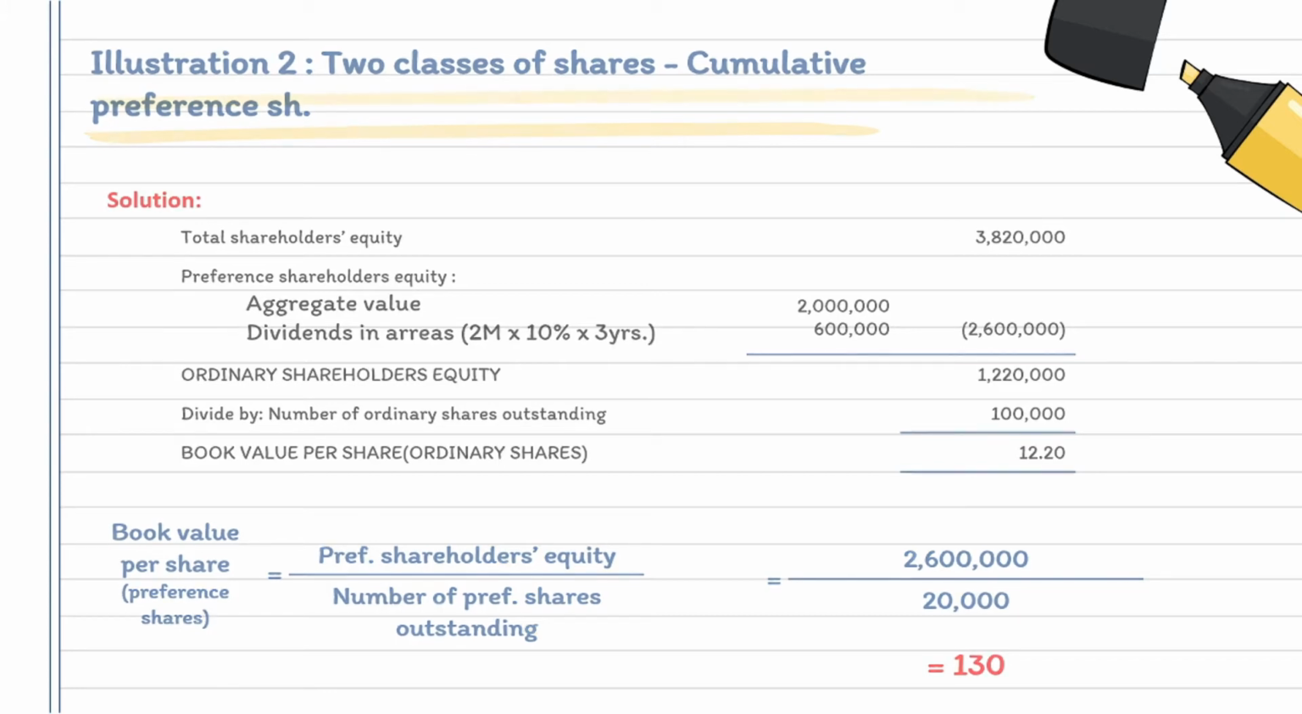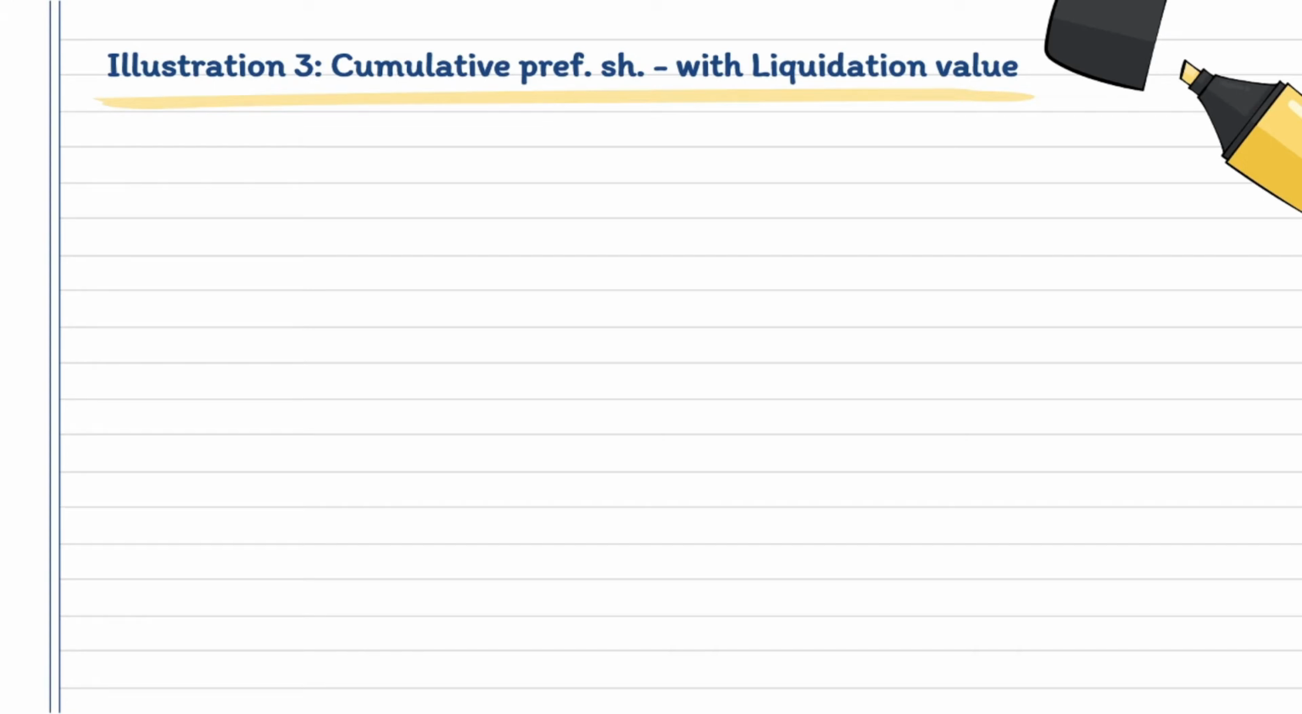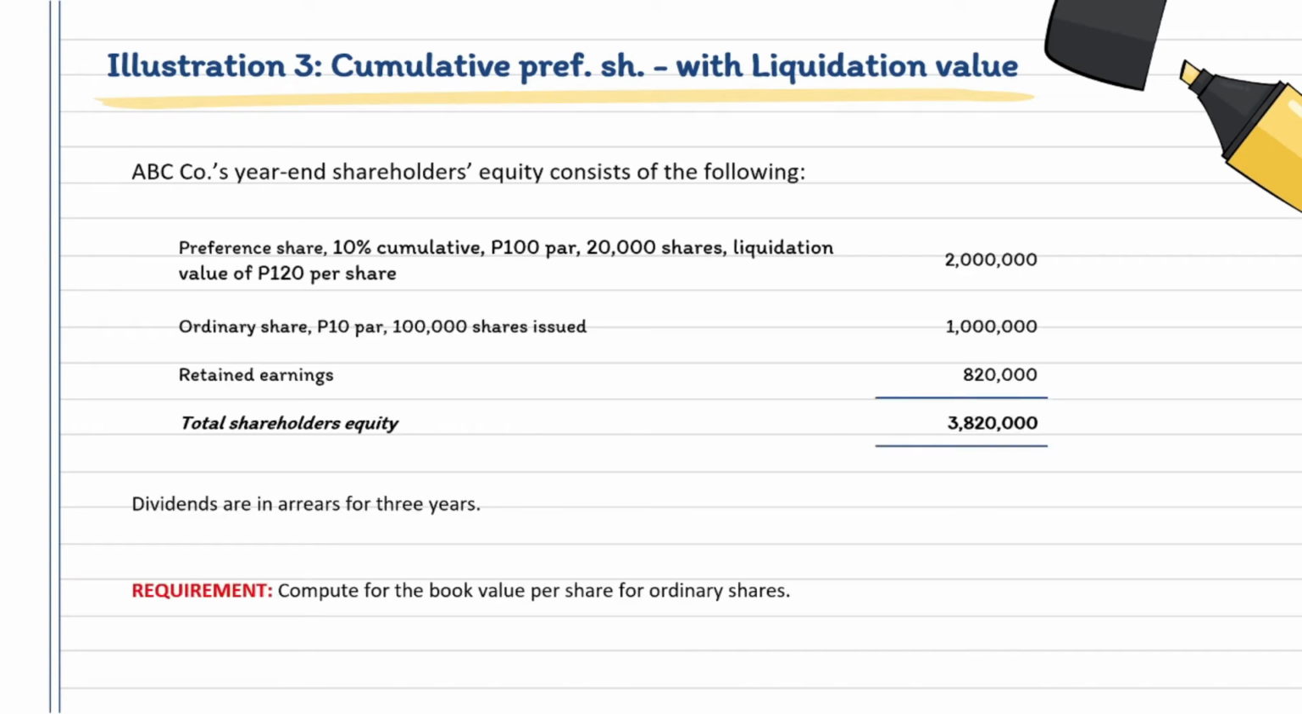Illustration for cumulative preference shares with liquidation value. ABC Corp. year-end shareholders equity consists of the following. Preference shares, 10% cumulative, 100 par, 20,000 shares, liquidation value of 120 per share, 2 million. Ordinary share, 10 par, 100,000 shares issued, 1 million. Retained earnings, 820,000. Total shareholders equity, 3,820,000. Dividends are in arrears for 3 years. Compute the book value per share for ordinary shares.